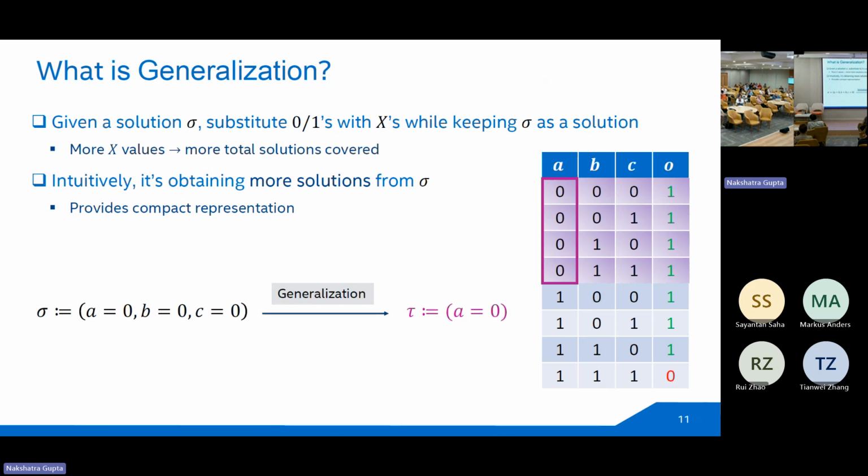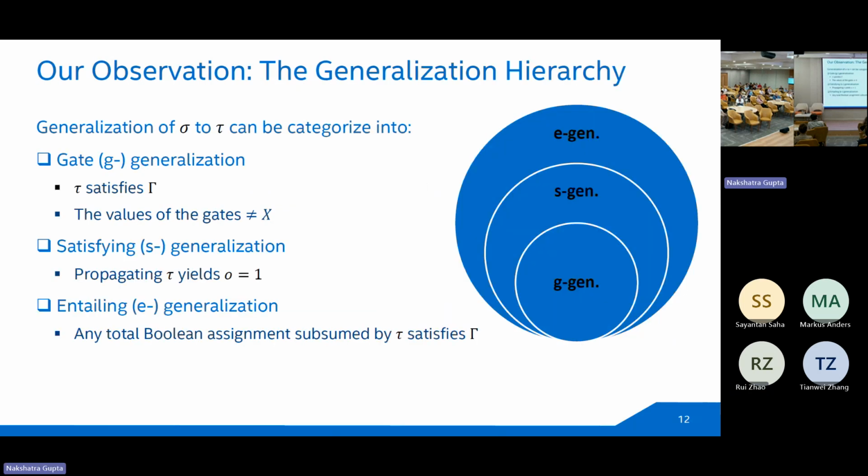What's important here is that we need to ensure that when we replace Boolean values with don't care, we are still a valid solution. This is important because we need to define what is a solution, and then we can use the entailment definition instead of the satisfaction definition. So our key observation in our paper is that when we generalize a solution, we can categorize it into the following.